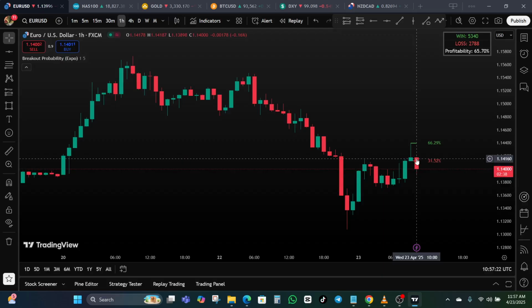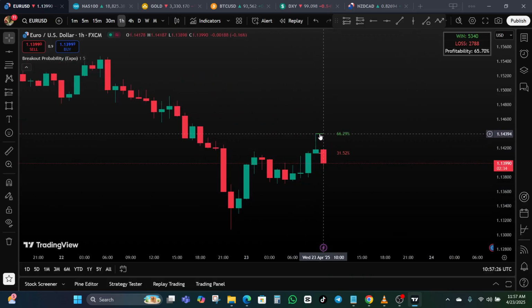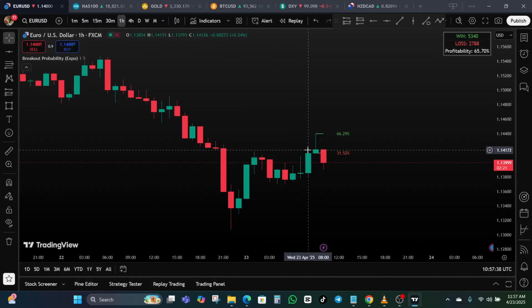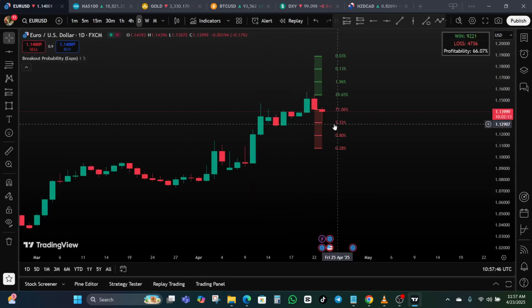Can you see? The green level was based on the high of the previous day's candle, and this was the low of the previous session's candle. Because this is the 1 hour chart, I mean the previous hour. So based on this, we can see that the price actually broke out to the downside, not the upside. But let's go to another time frame and see what's going on there.